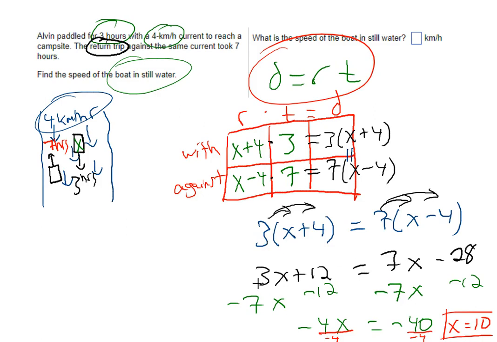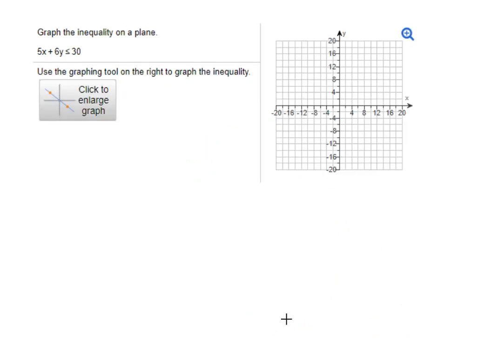When he's going with the current, his net speed is 14, right? Because he's going to get the extra boost. When he's going against the current, his net speed is 6 because he's working against the current. But what we're being asked for is the speed of the boat in still water, which is just going to be 10. All right. Let's take a look at these last two examples.